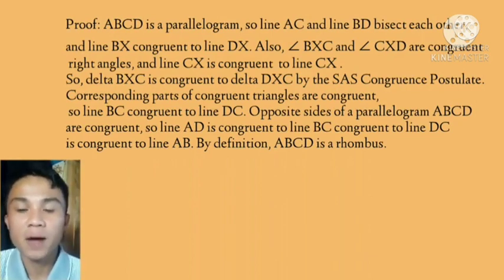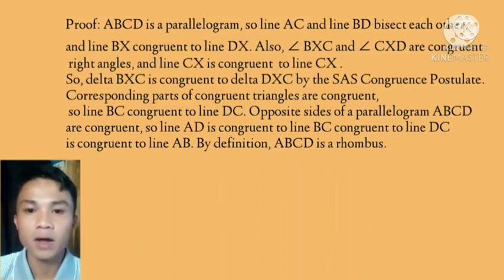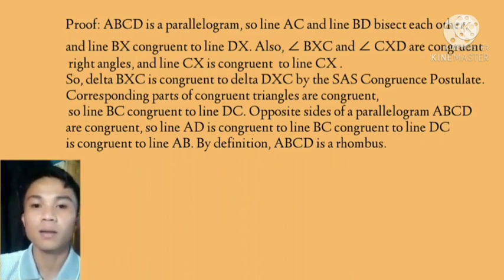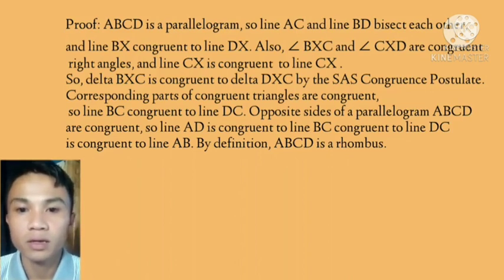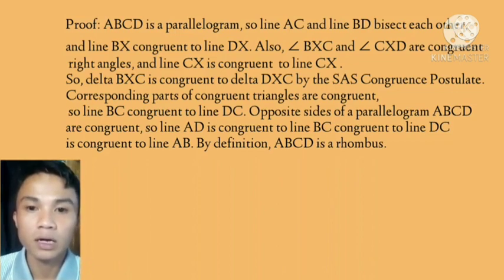so line AC and line BD bisect each other. So, dun sa angle BDA at saka BCD, may nagbisect doon yung AC at saka BD, which is naging perpendicular. So, naging perpendicular siya. So, saka matatawag din natin na parallelogram. Rhombus, I mean. So, line BX is congruent to DX.